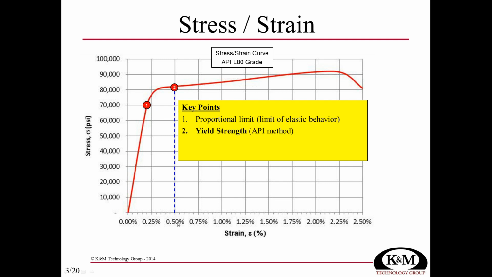Now, at 0.5% strain, depending on the grade of the material, what API says is at 0.5% strain, we've reached the yield strength. So when somebody talks about the strength of the material, what they typically mean is the minimum yield strength. What is the specification in API that says your material needs to at least be this strong? So here in this case, this would be an 80,000 psi material, or L80 grade.